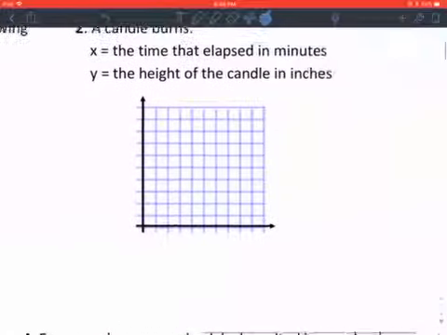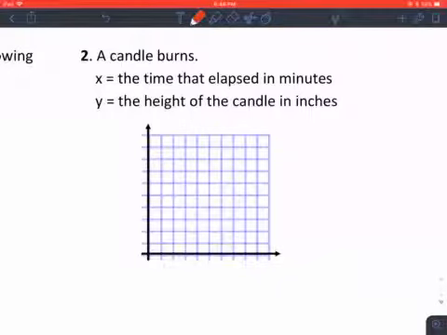Okay, so let's look at number 2. Number 2 says a candle burns. The x-axis is the time, and the y-axis is the height of the candle in inches.